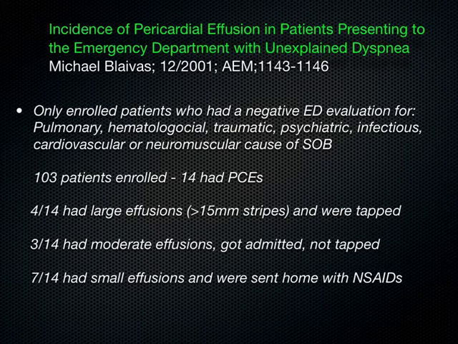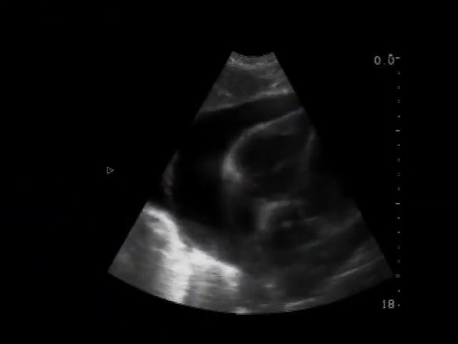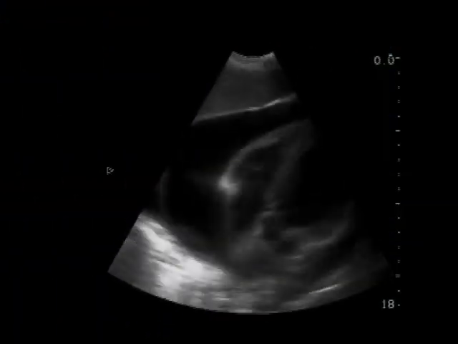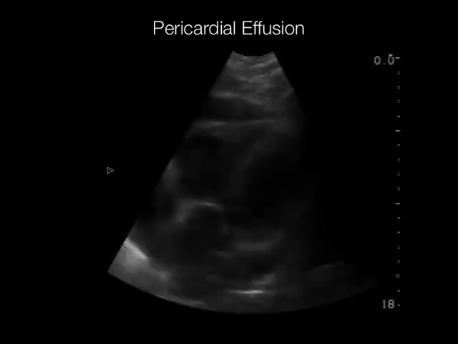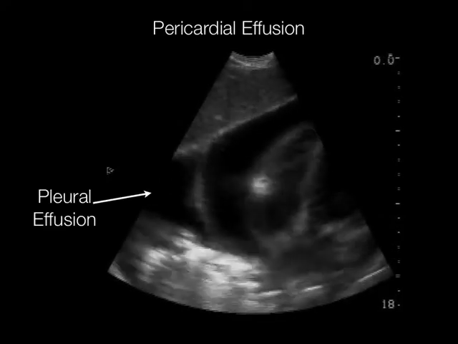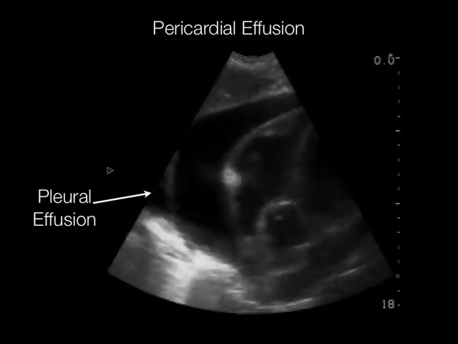That's something to consider. How large or small the effusion is obviously plays into it. This is a very large pericardial effusion here in a patient who had stable vital signs. There's another finding as well. What do you guys see here? Good, a pericardial effusion seen just laterally there as well.